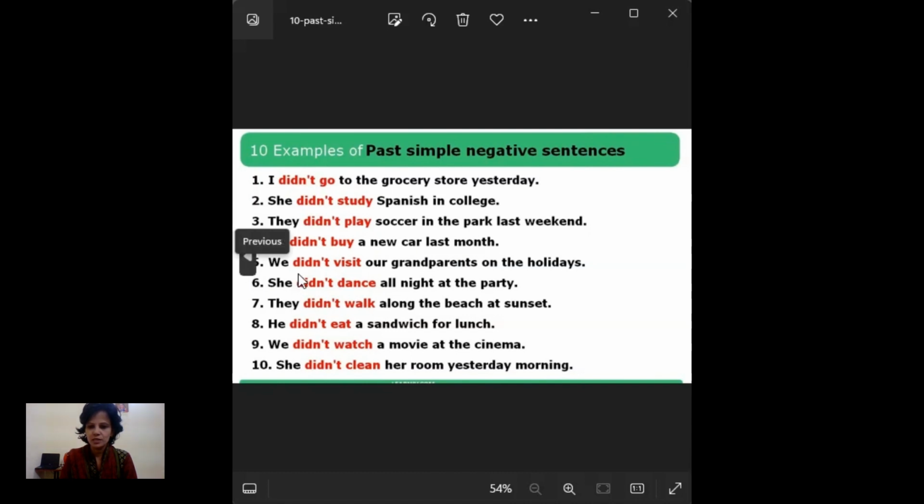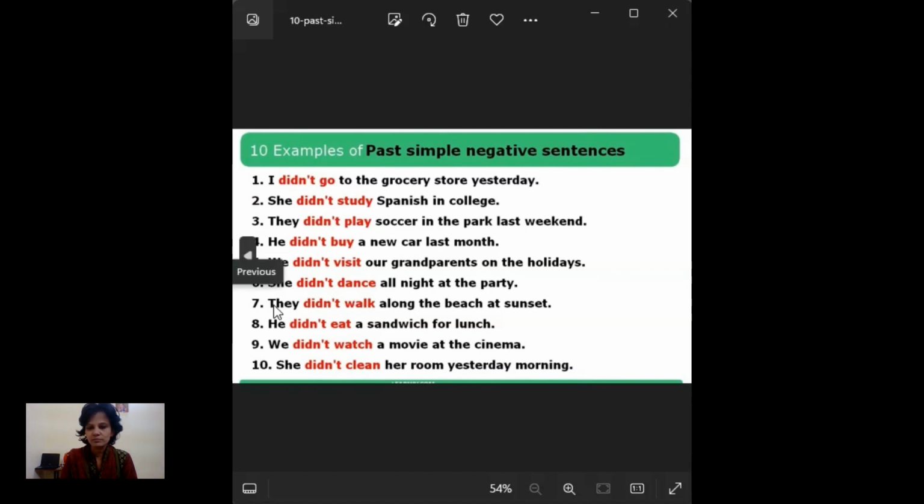And fifth one, we didn't visit our grandparents on the holidays. We did not visit our grandparents on the holidays. Whenever they get a holiday, they visit the grandparents. But when we use did not, this action becomes negative, and they didn't go to meet their grandparents during their holidays. That is what it means. That means we also use negative when something didn't happen. That time also we use a past simple negative sentence.